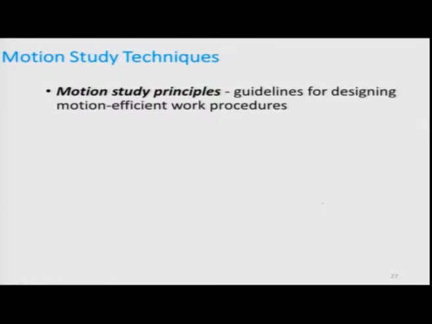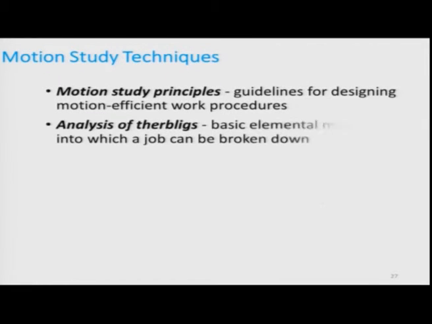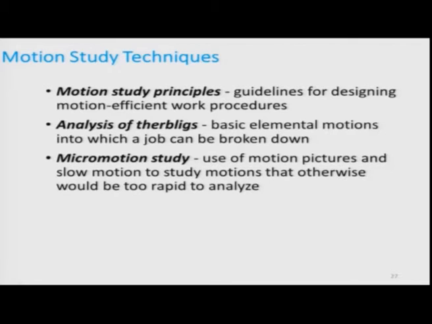The first technique is motion study principles, then analysis of thermalics, macro motion study, and charts. Again, charts are also available in a motion study. So, motion study principles are guidelines for designing motion-efficient work procedures. This is where standard guidelines are available for motion study.